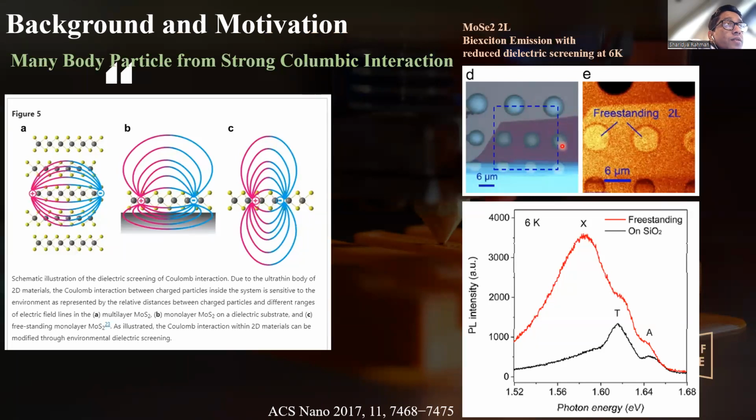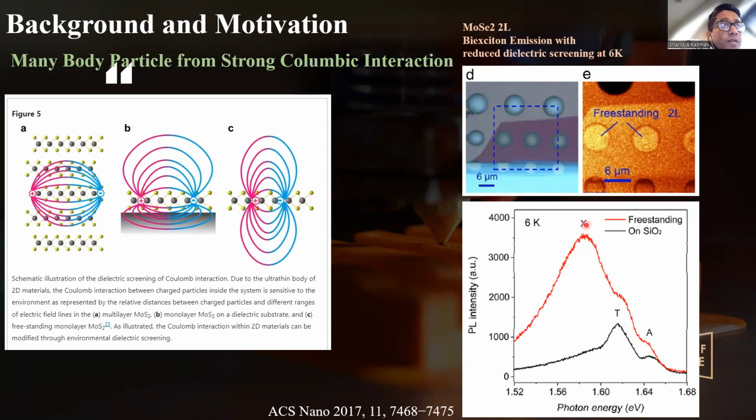These trenches can be created by using dry etching or wet etching. And eventually those 2D materials could be transferred by mechanical exfoliation and then a transfer technique. Due to the trenches, they were able to reduce the dielectric screening, and as a result, they were able to observe biexcitons and trions at low temperature. This is a curve showing the black one on silicon dioxide, and the red one is the one that is freestanding.